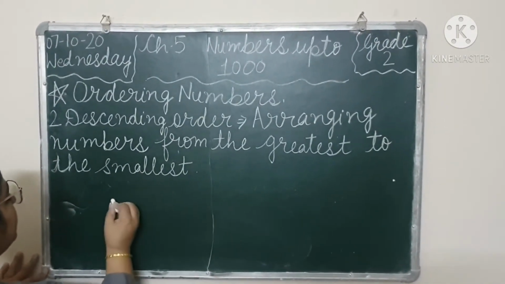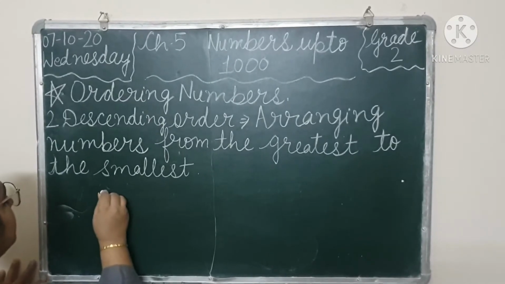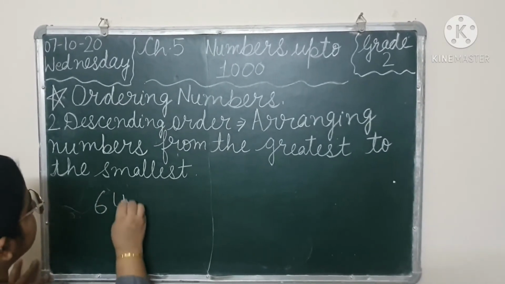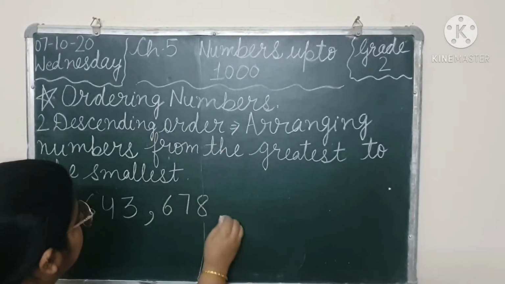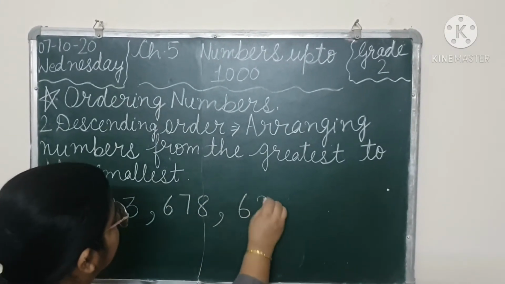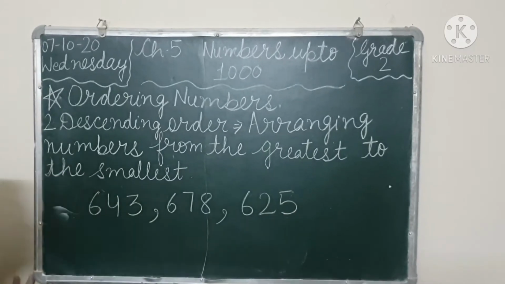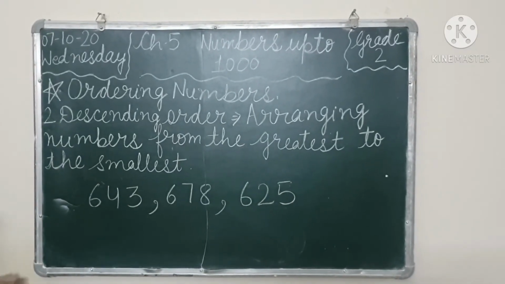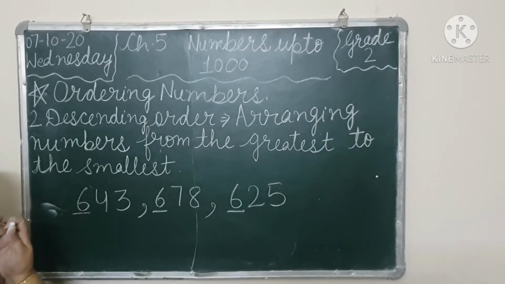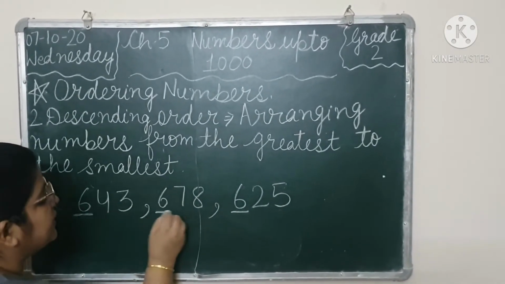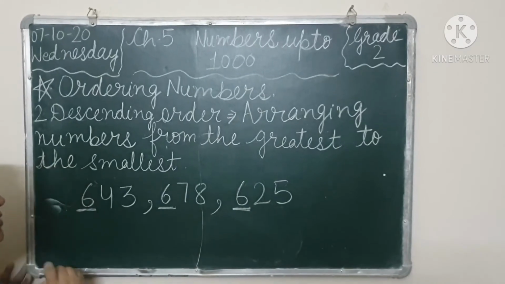So now we take another numbers. 643, 678 and 625. So in this we have same digit in the 100 place value. 100 place value में हमारे पास same digit है, तीनों जगह पे 6 number है.